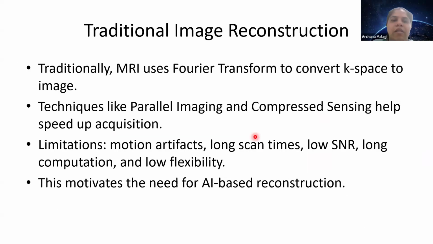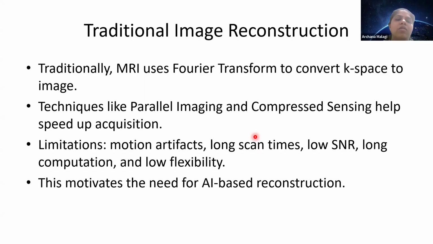As I explained, the traditional way to construct an image is using Fourier transform, where you convert the K space into imaging space. To do those reconstructions, there are various ways. For example, we use parallel imaging, compressed sensing. These are the techniques used to speed up the reconstructions, but they have a limitation.